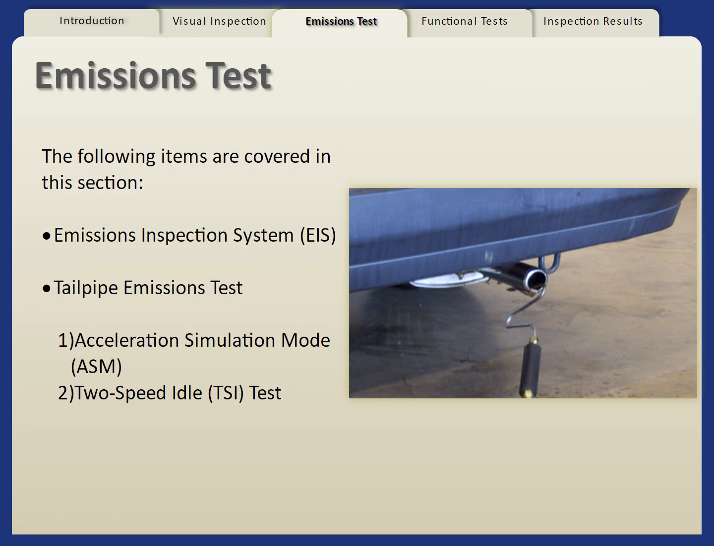This section briefly describes the emissions inspection system and procedures for performing a tailpipe emissions test of the vehicle. The inspector places the probe in the tailpipe to perform either an acceleration simulation mode or two-speed idle test. The type of test required depends upon the vehicle and program area.